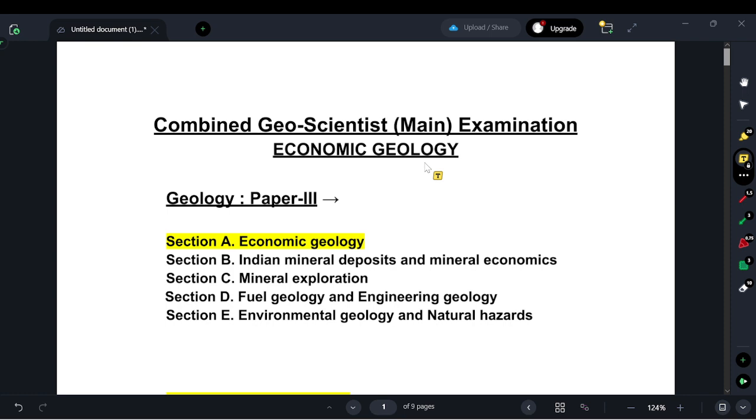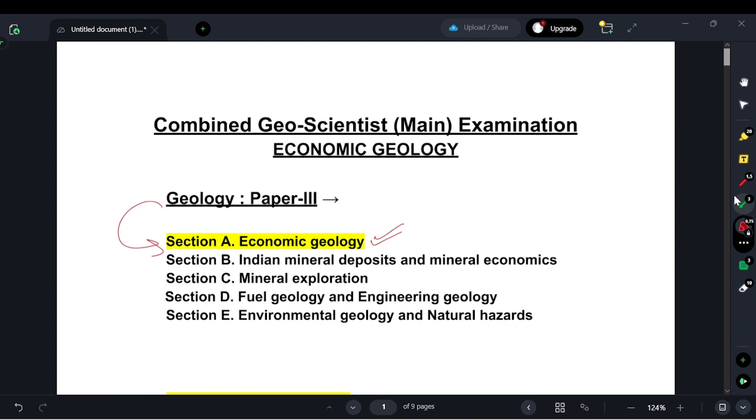Right, so we will be starting with what we are going to study, and this is our classes for the combined Geo-Scientist main examination, and we are focusing on paper 3 right now, and in that we are focusing on economic geology. This is a very easy paper. If you understand all the topics, it's to the point answers, you don't have to understand much of the things. So this is an easy paper if you learn all the things.